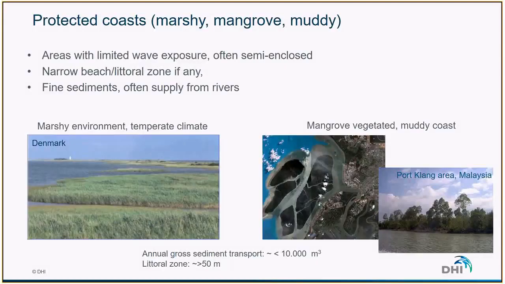So this was for exposed and moderately exposed coasts. Now let's have a look at the protected coasts. This is typically seen in areas in connection with small bodies of water, such as estuaries or lagoons or fjords. It can also occur out of large bodies of water, but requires specific conditions, such as a very mild climate or very shallow area, which protects the shore against the wave action. Under these conditions, the beaches are relatively narrow and sometimes even non-existent, and there is usually an accumulation of fines which are often supplied from neighboring rivers. This can typically lead to marshy environments in temperate climates, or in mangrove vegetated zones and muddy coasts in more tropical areas.